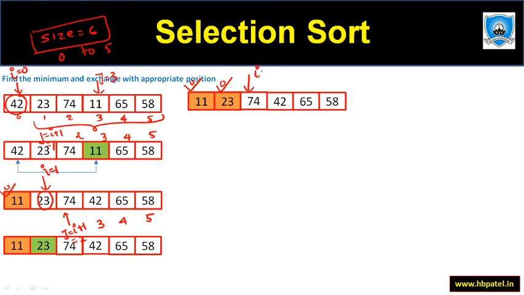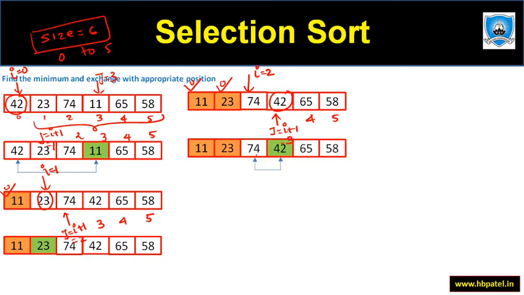So now i equals 2. Previously it was i equals 0, then i equals 1, now i equals 2. And j always starts from i plus 1. So because i equals 2, j starts from 3. So j equals 3, j equals 4, and j equals 5. Compare these with all of them, and you can see which one is the minimum. 42. So now I'll be swapping 42 with 74.